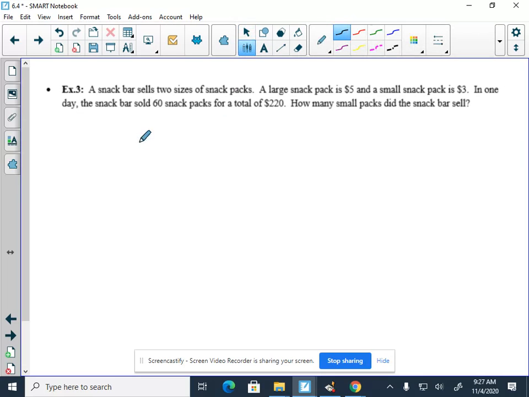Okay, so here we're going to have two variables. So one of those variables is going to be L. So I'm going to use an uppercase L. L is the number of large snack packs. And S is the number of small. It's supposed to be numbered.